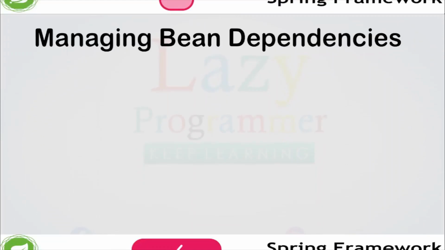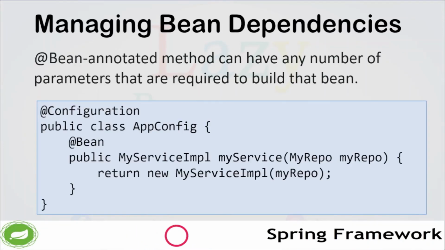Now let's see how to manage bean dependencies. A @bean annotated method can have any number of parameters that are required to build that particular bean. Those are known as dependencies. For instance, if our MyServiceImpl requires MyRepo bean, then we need to provide it as a parameter to the method as we have done in this particular example.